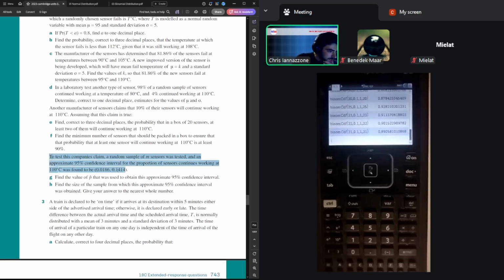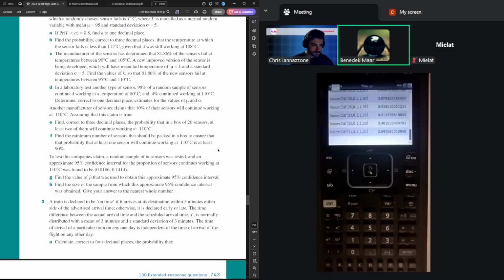Okay, next up. To test this company's claim, a random sample of sensors was tested and an approximate 95% confidence interval is found to be that. Find p hat. Hopefully a dead giveaway. What area of probability is this talking about? Proportions, yeah. P hat, dead giveaway. Approximate confidence interval, also another dead giveaway.